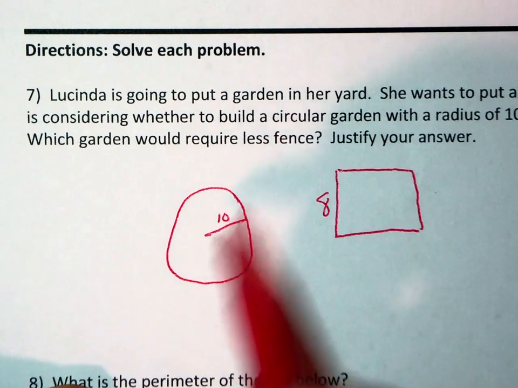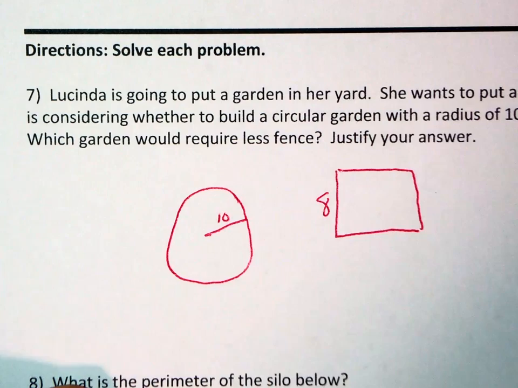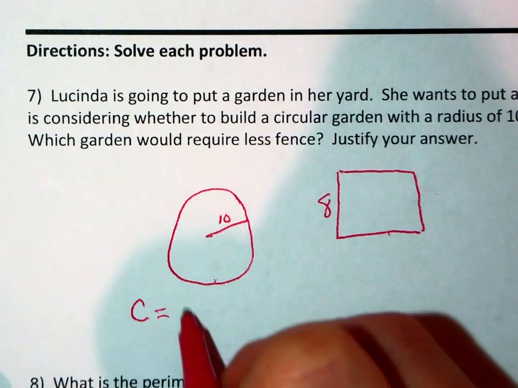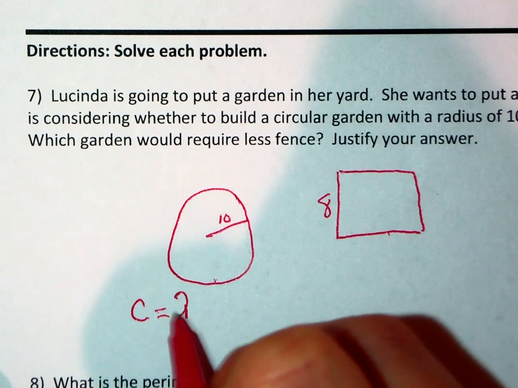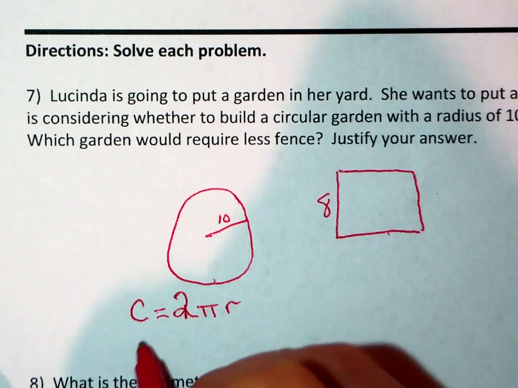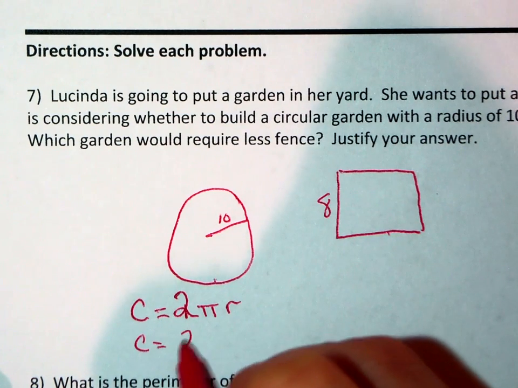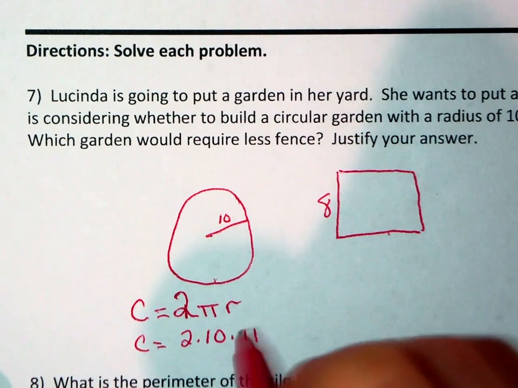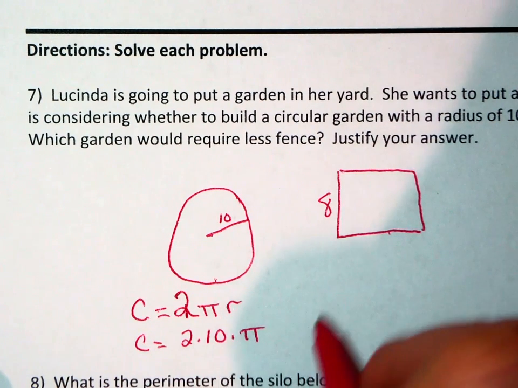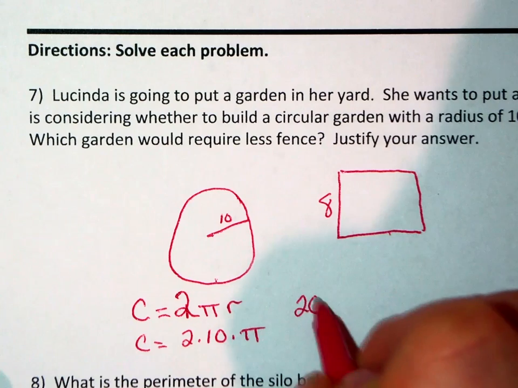Well, if we're talking about fence, we're talking about that distance around the shape, and so we're looking for the circumference of a circle and the perimeter of the square. So my circumference formula, C equals, let's go with 2 pi r because we're given a radius. So my C equals 2 times 10 times pi. And that would simplify to 20 pi.